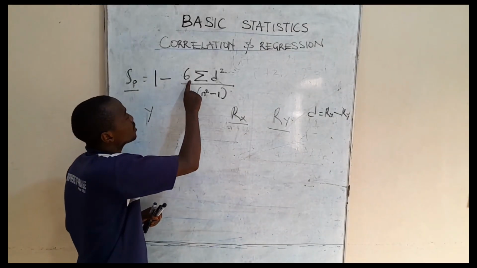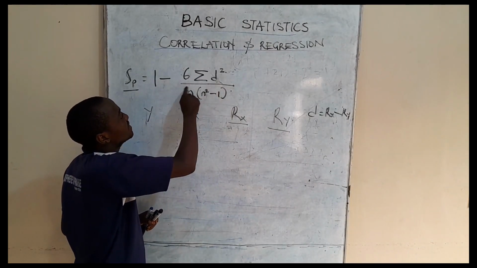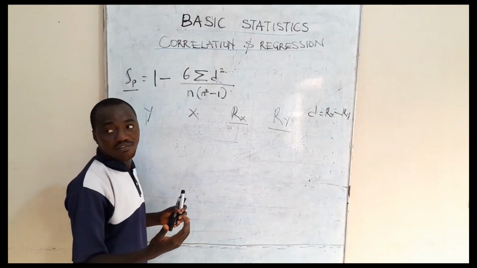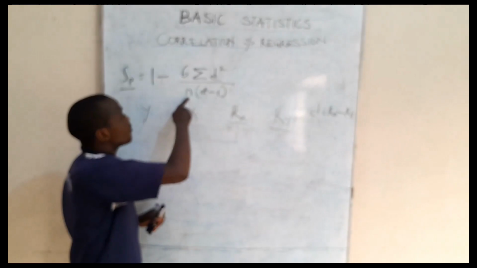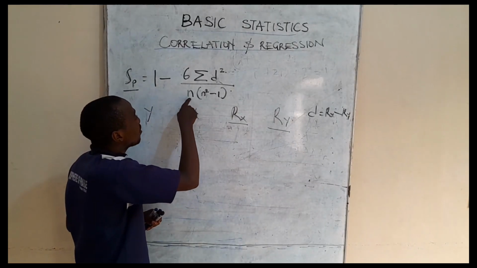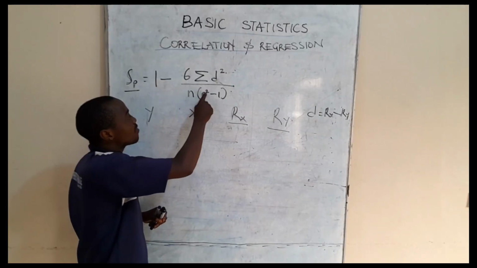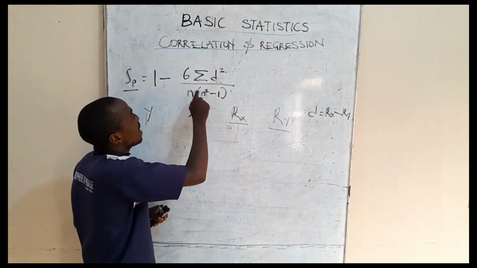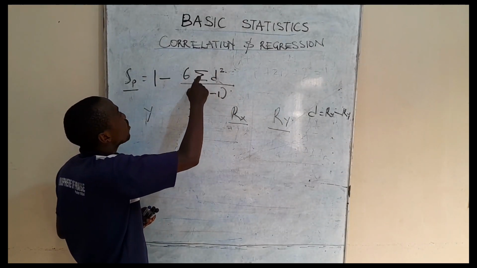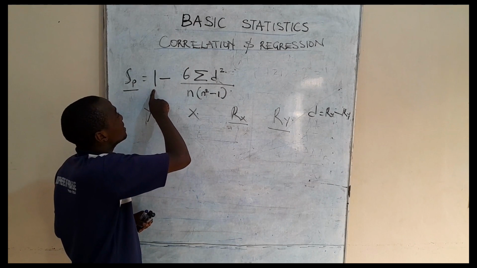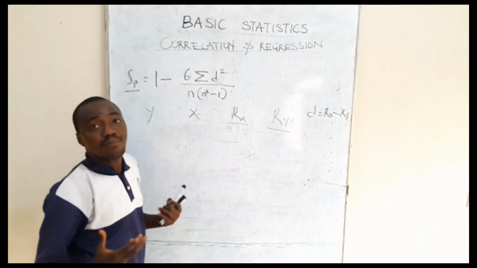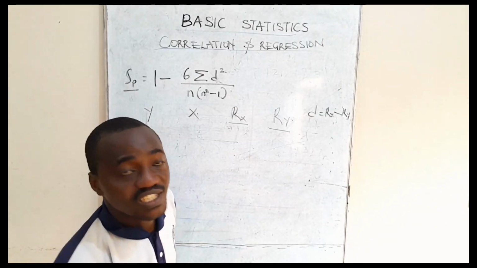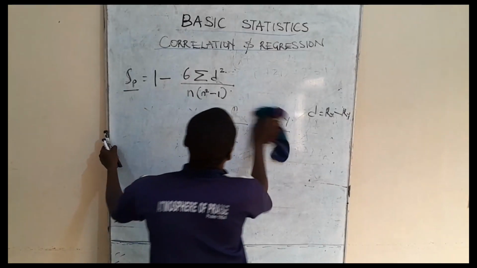So 6 multiplied by the summation of D squared, divided by n, where n is the number of observations, into the bracket, the number of observations squared minus 1. After finding everything here, I subtract this from 1. When I subtract this from 1, I am going to have the value for my Spearman correlation, which is R. Now, what about the Pearson?